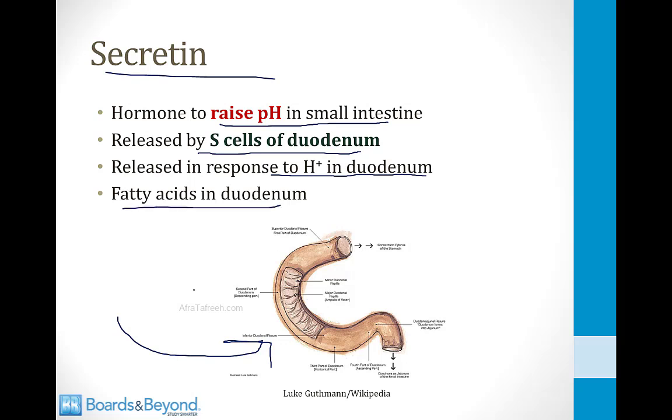The duodenum likes to have a relatively normal pH, much higher than the pH in the stomach. So when acid and stomach contents get in here, secretin is released to raise the pH, and that is where the pancreatic enzymes can function better so that digestion can proceed.